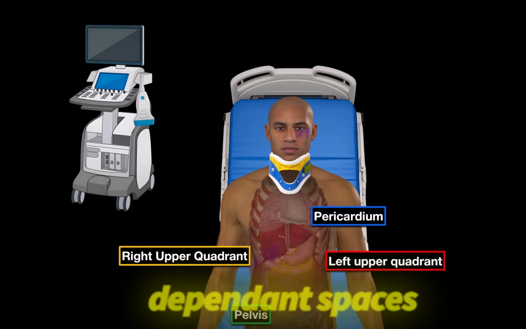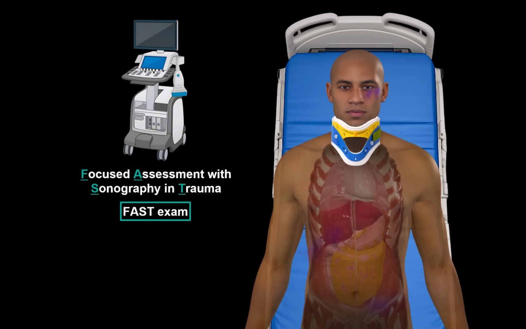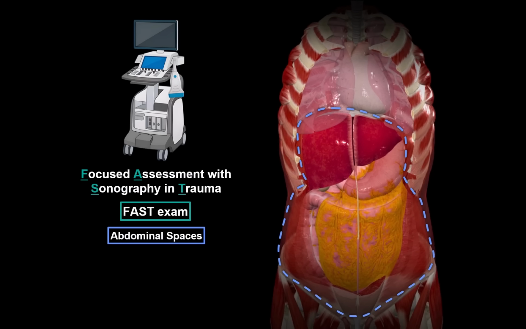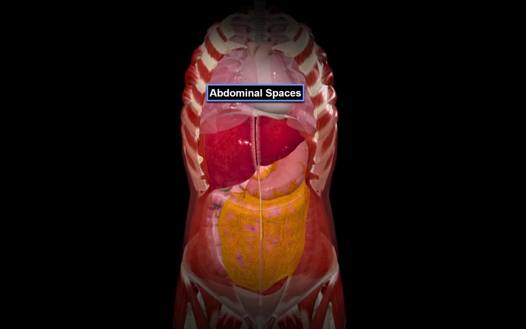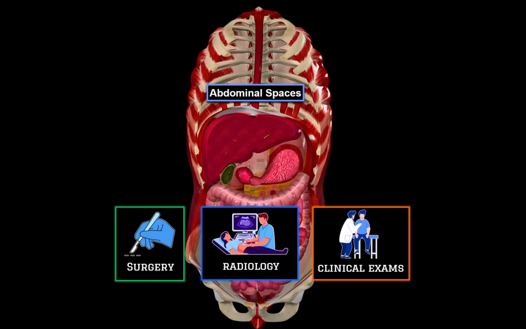You are checking the dependent spaces, the places where free fluid will collect first based on gravity and anatomy. The entire FAST exam is built on an understanding of abdominal spaces. And today, we are going to build the complete map. One video, every abdominal space you need to know for surgery, radiology, and clinical exams.